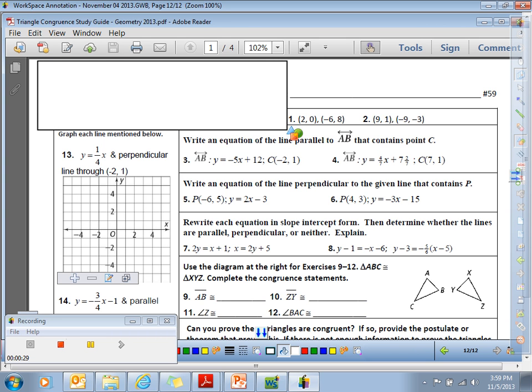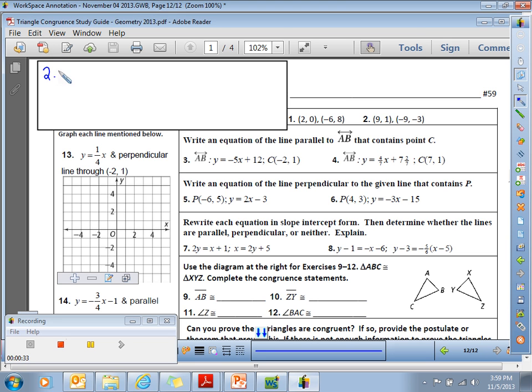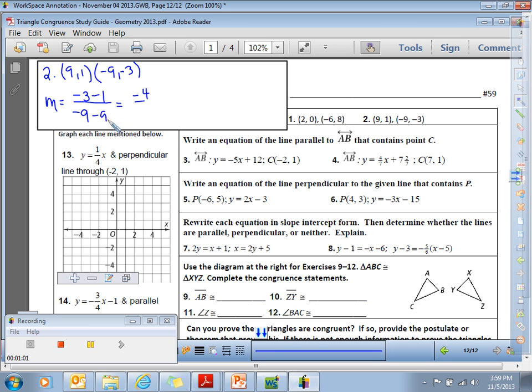Okay, we're going to work number 2. It says to find the slope of the line passing through the given points. So you have (9, 1) and (-9, -3). Remember, slope is rise over run. So first we'll find the change in y, which will be -3 minus 1, and then the change in x, -9 minus 9. So -3 minus 1 is -4, and -9 minus 9 will be -18.